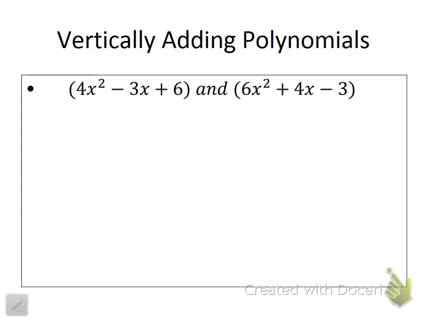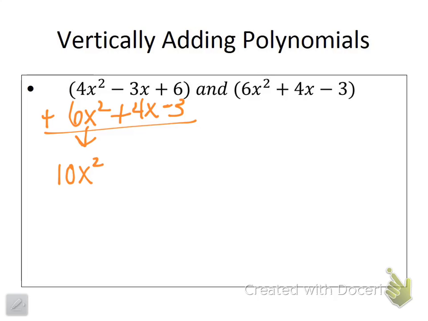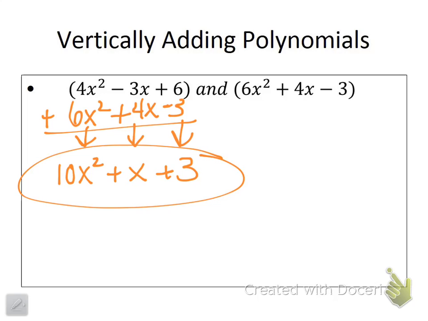Okay, so vertically adding polynomials is adding them where they sit on top of each other. So if I bring these on top, I'm going to make sure that my x's line up with my x's, my x squareds line up, and this is going to be vertically adding, so I'm going to add down. So 4 plus 6 is 10x squared. Negative 3x plus 4x is just x. And 6 plus negative 3 is just positive 3. Okay, make sure it's written in standard form. So we got our x squared, our x, and then our number.